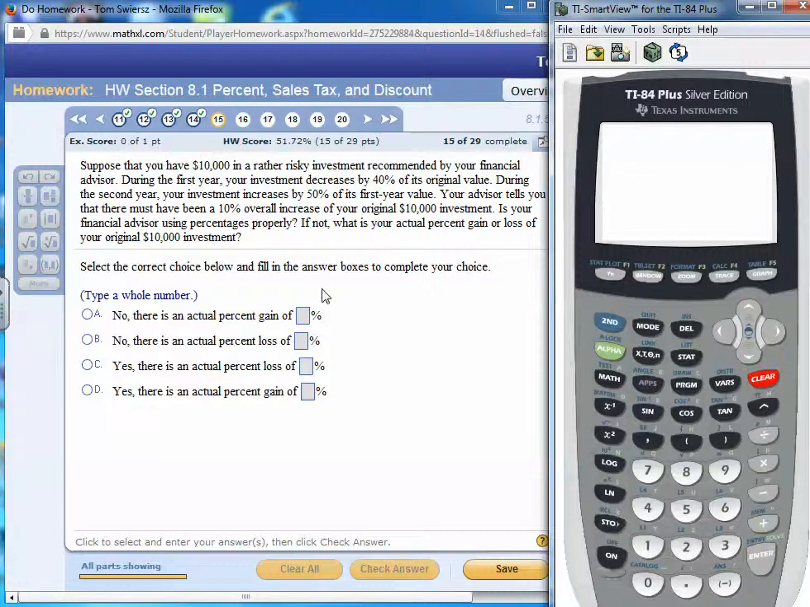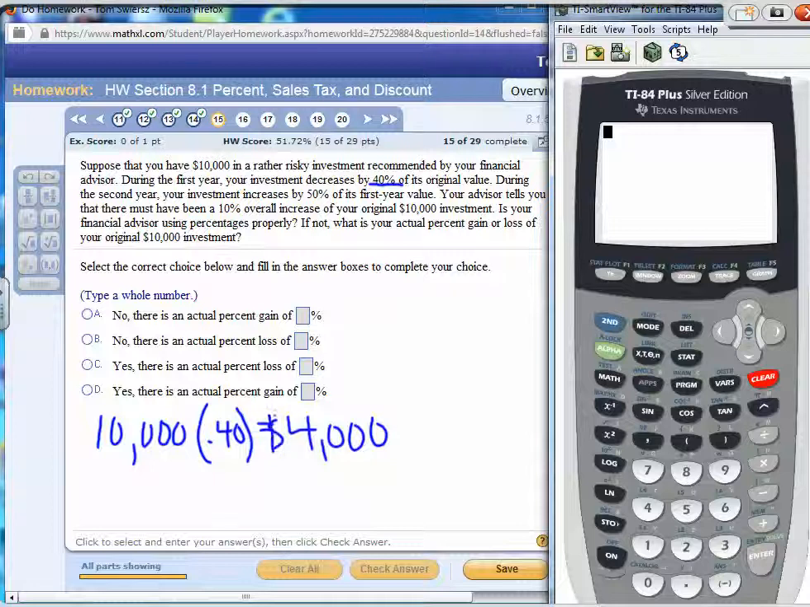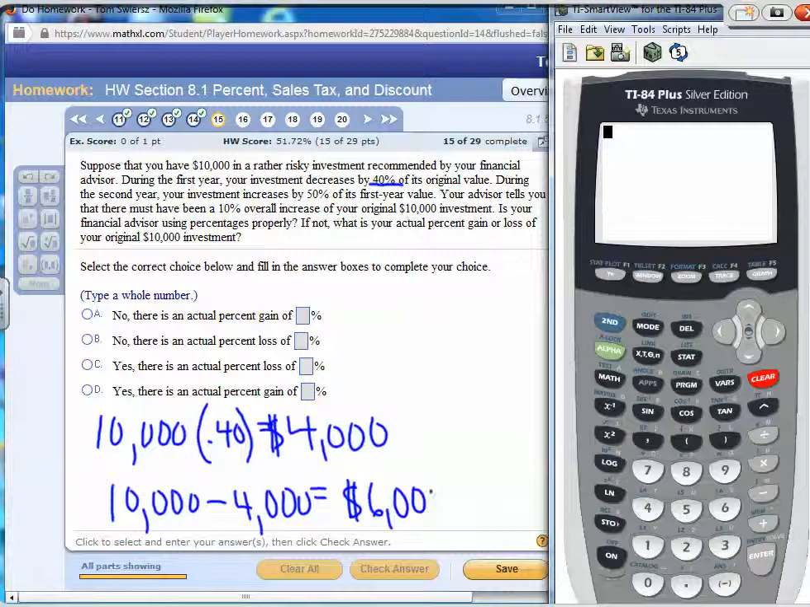Let's look at homework exercise 15. Suppose that you have $10,000 in a rather risky investment recommended by your financial advisor. During the first year, it decreases by 40%. Okay, so the first year, you have $10,000. You multiply by 40%. You can do it on your calculator. 40% of $10,000 is $4,000. So the arithmetic's easy. Now, it decreases, so that means after 1 year, that's the money we lost. So 10,000 minus 4,000, that person now has $6,000 in their investment.